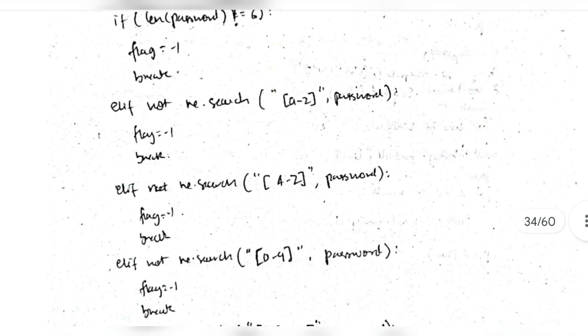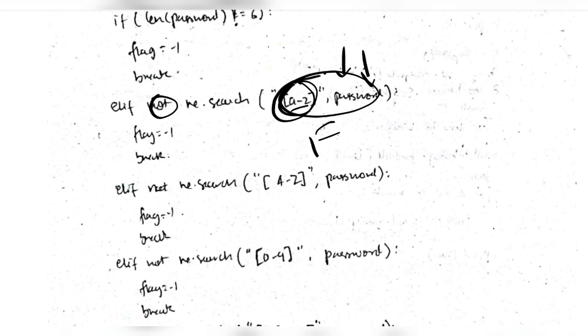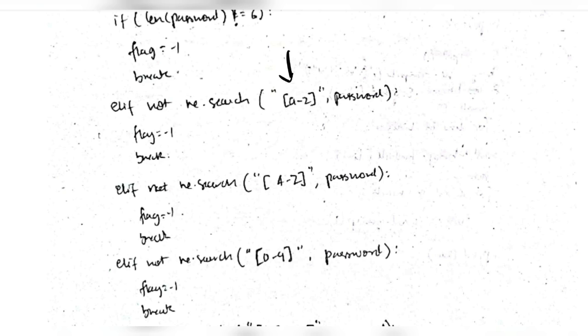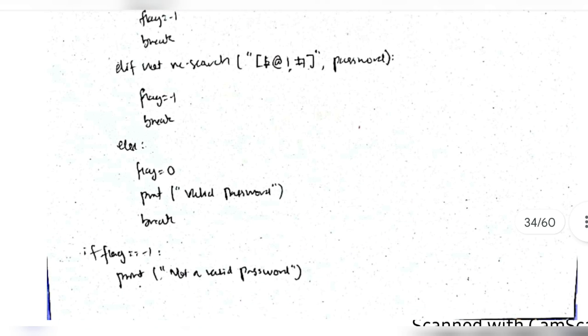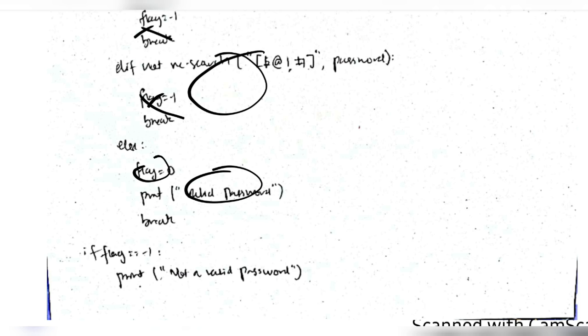Then we will check if not any small letter, what does this search do? Any small letter. If it is not there, the search will be false, and not false will become true, so flag will become -1. So it's just searching that if at least one letter is there, this will become true, and not true will become false, so this will not be executed. Same thing we are checking for the capital letter, digit, and these 4 symbols. If none of these conditions are true, then this will never be executed, flag value will be 0 only and it will print it's a valid password.